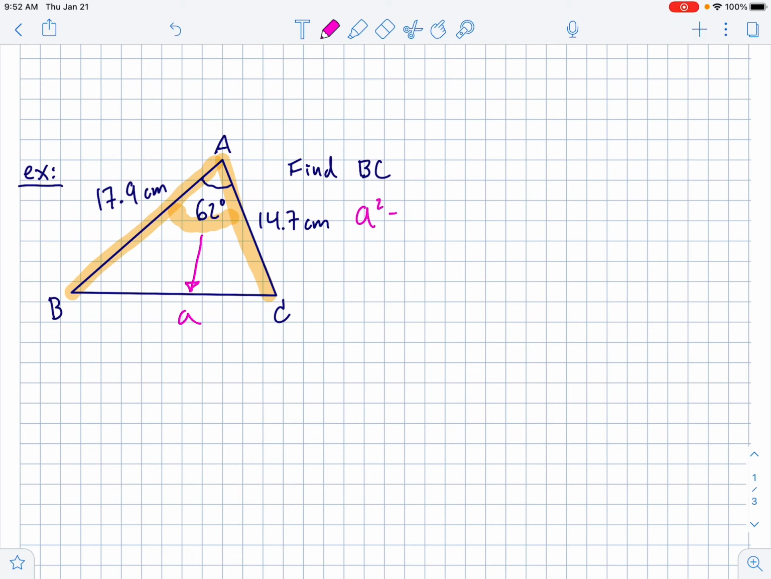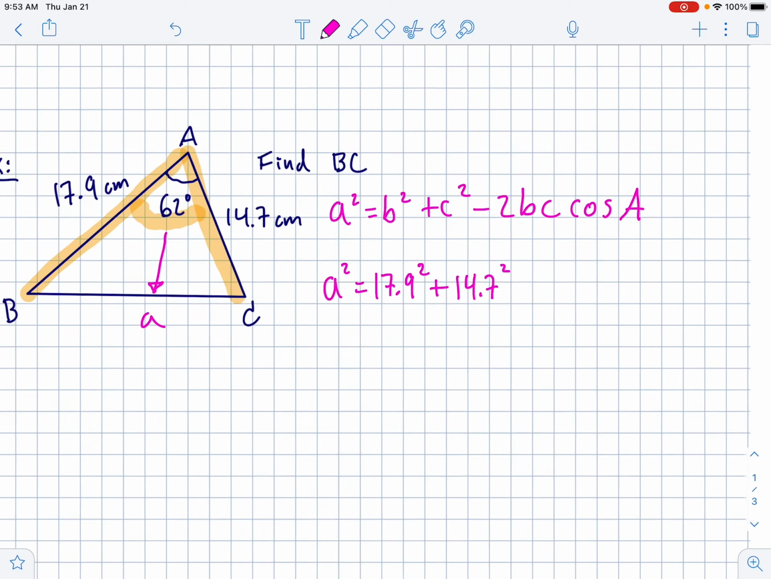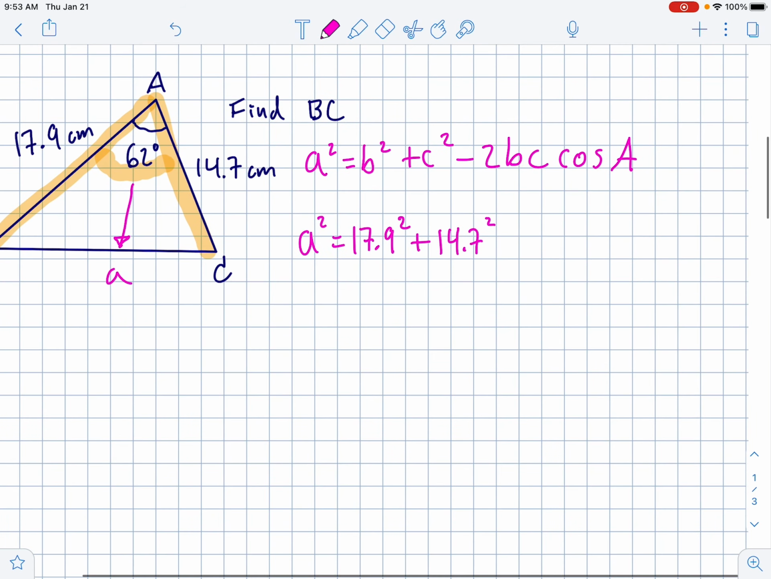So I'll start with the equation. A squared is equal to b squared plus c squared minus 2bc times the cosine of capital A. So let's plug in all the ingredients we know. We don't know little a. We do know little b and little c though. That's 17.9 squared plus 14.7 squared. Oops, sorry. Minus 2 times 17.9 times 14.7 times the cosine of 62, because 62 was the A value.